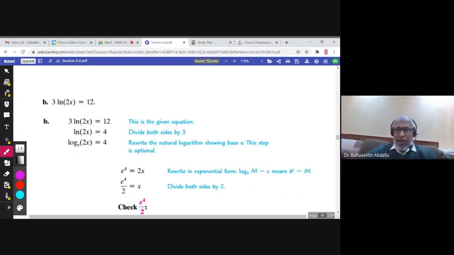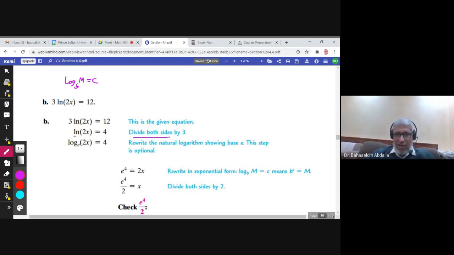Here I have a problem in this question. This 3 is a problem, okay? Because the equation should be written in the form log base b of M equals C. But here I have 3. So what should you do first? You should divide by the 3. So first we divide by 3.